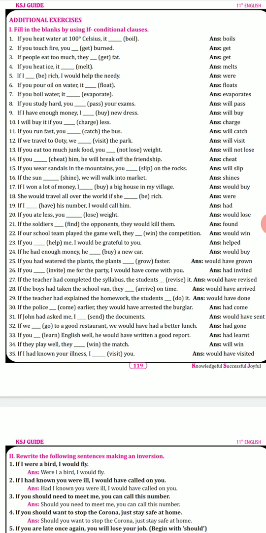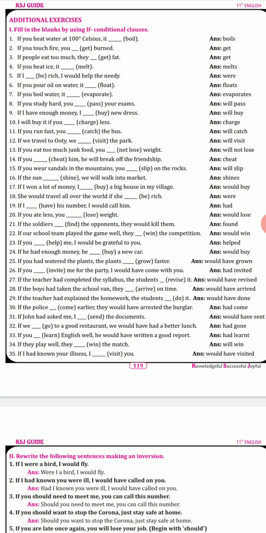So we have to add two auxiliary verbs, would and also have, and then after that the present tense verb grow must be converted into past participle form. So would have grown. If you had watered the plants, the plants would have grown faster. So he didn't water the plants properly, and also the plants did not grow fast.